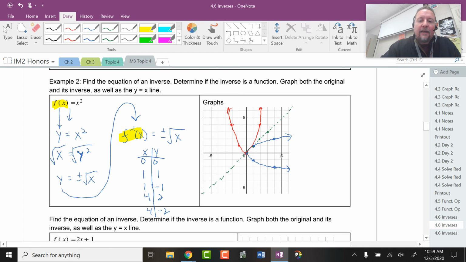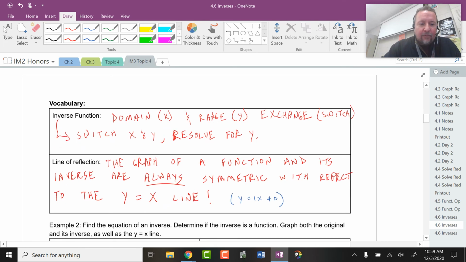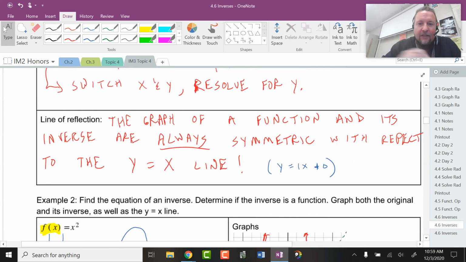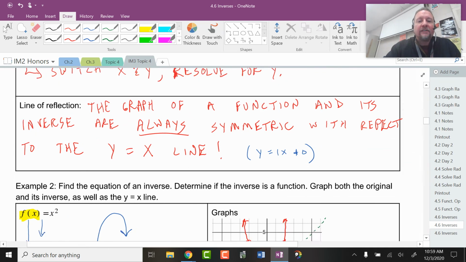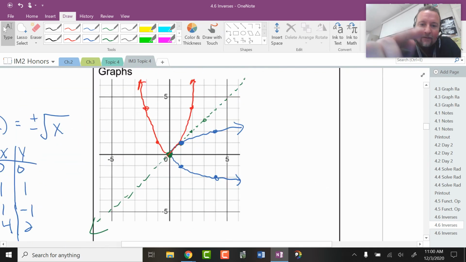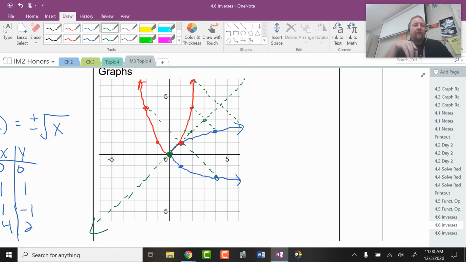What I'm going to do is make that statement that I put right here, line of reflection. The graph of a function and its inverse are always symmetric with the y equals x line. Look. Sha-na-na-na-na. By the way, this is the sound I make for symmetry. Oh, look at this one all the way across here. Those are all mirror images over the y equals x line between the red graph and the blue graph.